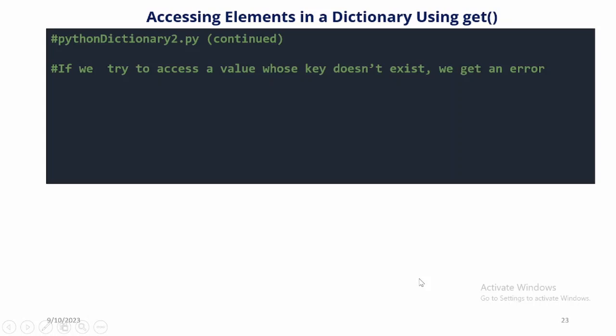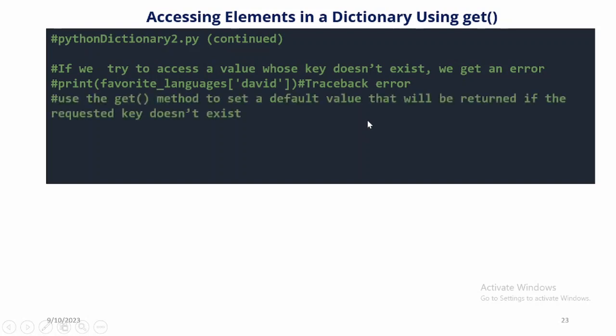Now suppose we try to access a value whose key does not exist. We get an error. If we look at the favorite languages list previously, David was not included among the keys. So if I write a statement and say print favorite languages, we call a key that does not exist in the dictionary, we get a traceback error. How can we handle something like this? We use the get method to set a default value that will be returned in case a person requests for a key that does not exist. This prevents our program from crashing.